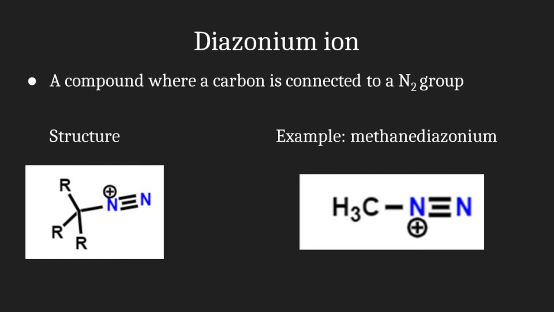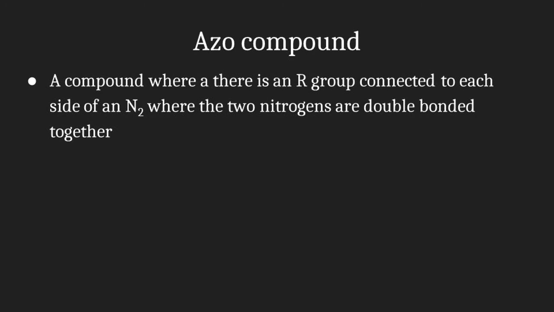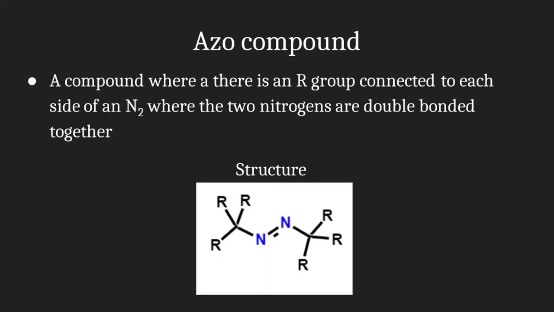And the next type is an azo compound. This is where there's an R group that's connected to the double bonded N2, and there's another R group on the other side. So as we see in the structure, there's N2, and then each N has an R group attached to it.